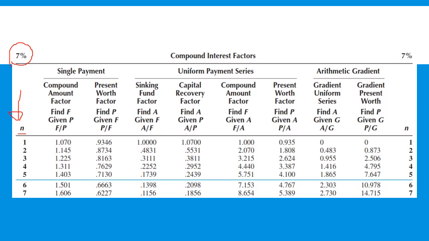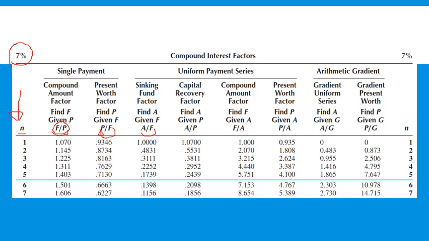Like that it happens. The first column is the compound amount factor, that is to find F given P, and the ratio used is F by P. You are converting P to F, so that is the indication there. The second column is the single payment present worth factor. That means you are given F and finding P. The next factor is find A given F. F is known to you and A is to be found out.